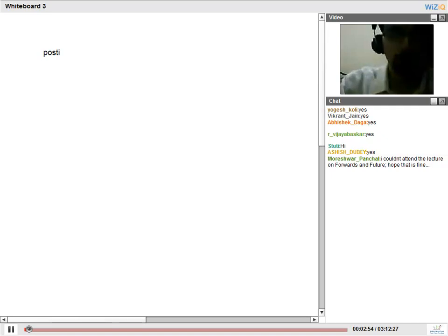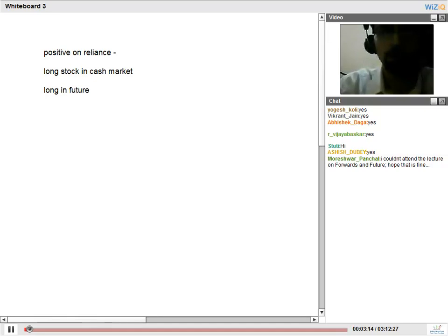So, if you're positive on Reliance, what can you do? Long the stock. Guys, long means buying the stock, okay? I will always use the terms long and short henceforth. Long the stock in the cash market means just pay the money upfront and buy it. Long in the futures market means only pay the margin money, or if it's a forwards contract, not even the margin money, and you can enjoy the upside as the stock expires at a higher price than what you have locked in.